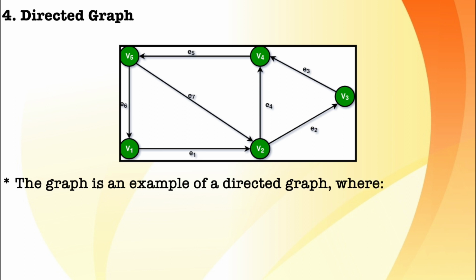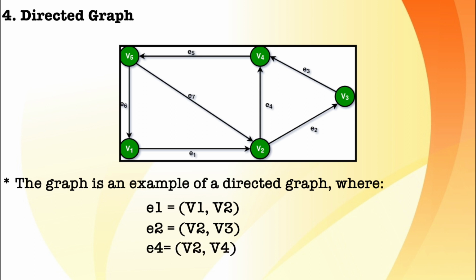Here in the figure, E1 is an edge which is directed from V1 to V2. E2 is an edge which is starting from V2 and ending at V3. E4 is another edge which is starting from V2 and ending at V4.